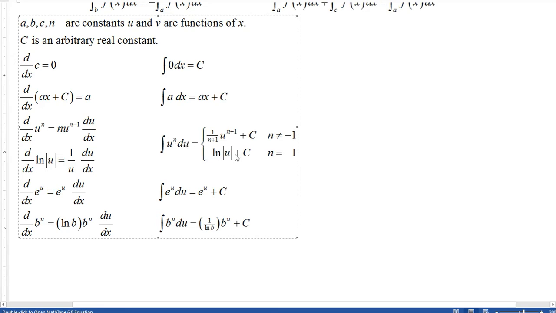This works for everything except for n equals negative 1, in which case the antiderivative of u to the negative 1 is the logarithm of the absolute value of u plus c, because we know the derivative of log of absolute value of u is 1 over u times the derivative of u. And the derivative of e to the u is just e to the u. So the antiderivative of e to the u is e to the u. The derivative of b to the u is log of b times b to the u. And so the antiderivative of b to the u is 1 over log of b times b to the u.